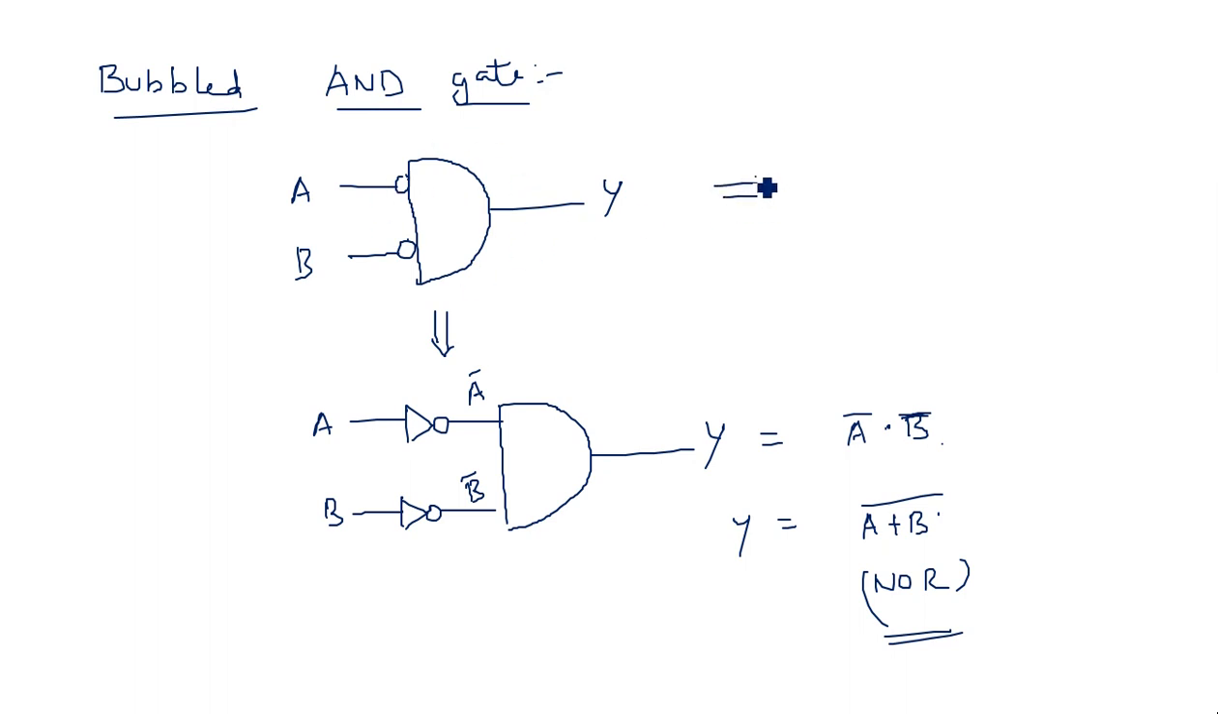See, this implies a NOR gate, a two input NOR gate, with a bubble. Here it is 1, here it is 2. So A, B, and this one is Y. This is equal to A plus B whole bar. This is also equal to A plus B whole bar. So the bubbled AND gate is equal to the NOR gate.